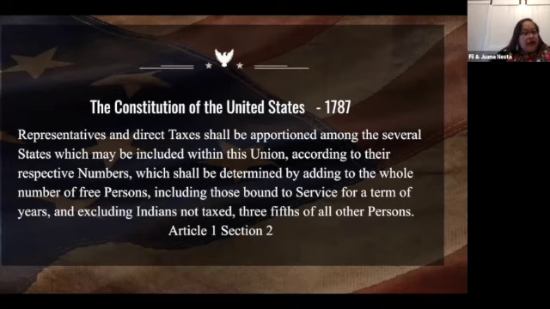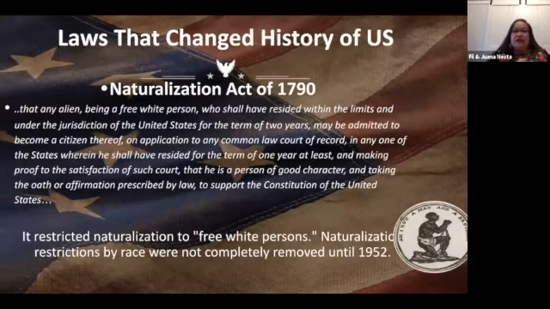Later on, we go to the Naturalization Act of 1790. This is an act that furthermore kind of brought this to light. It restricted naturalization to free white persons, and these naturalization restrictions by race were not completely removed until 1952. So it's really important for us to understand that this type of freedom was really only guaranteed to free white persons.